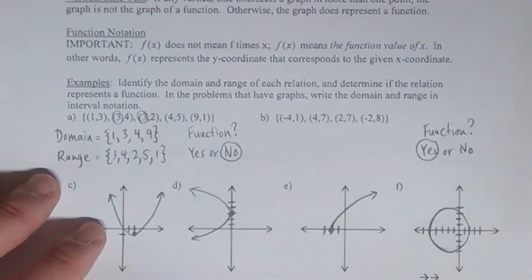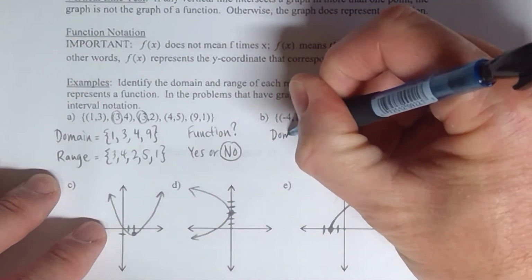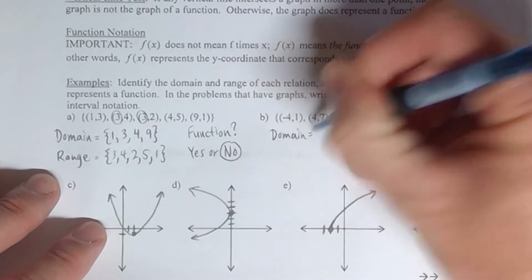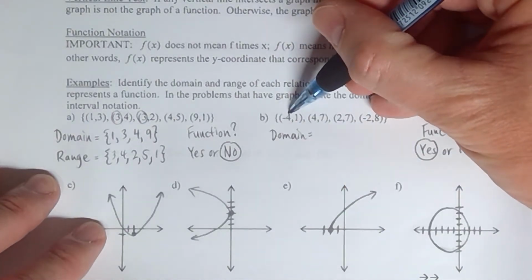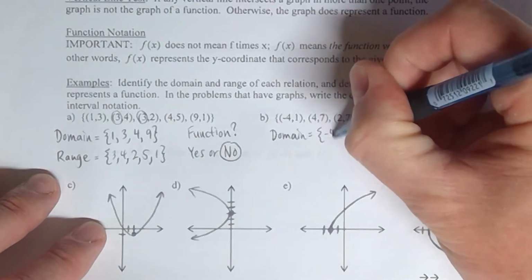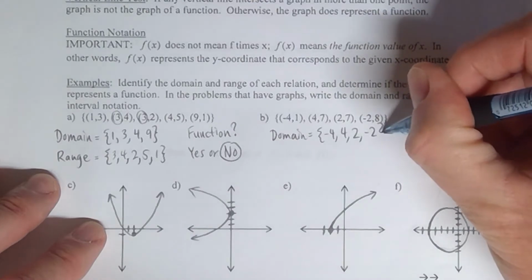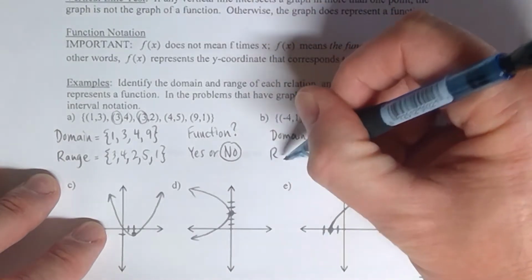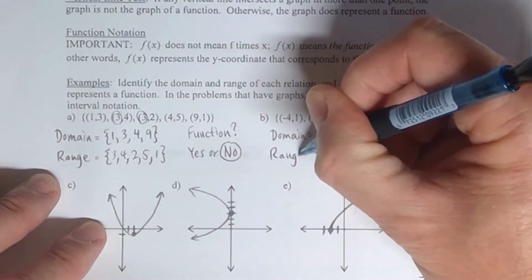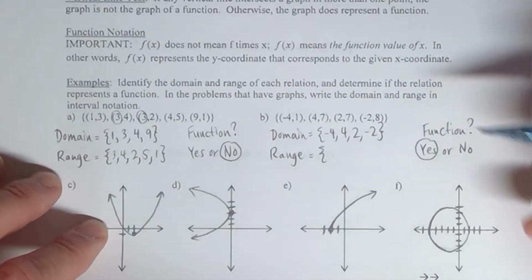All right. What's the domain and range now to finish off this problem? The domain is all the x's, -4, 4, 2, and -2. Okay. So list that out. Put commas in between them because it's just a list. We're not doing any addition or subtraction or multiplication or anything like that with those numbers.